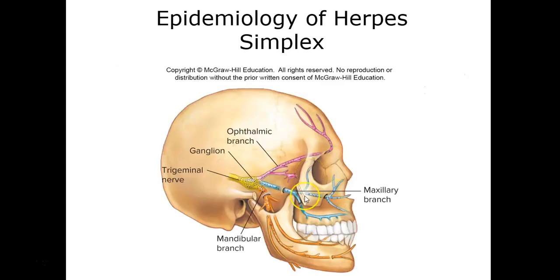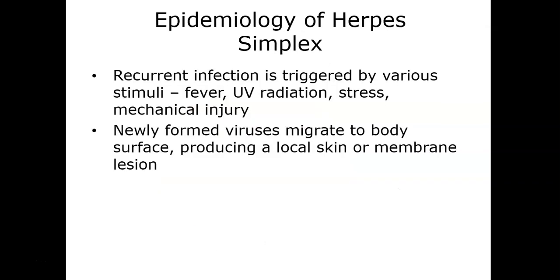So again, here we've got this trigeminal nerve and the ganglia, and this is where the herpes simplex can go dormant and remain dormant for some time. So recurrent infections, we mentioned earlier, are triggered by a whole bunch of different stimuli: stress, injury, surgery, fever, chemotherapy, anything that is weakening or causing massive disruption to the body.